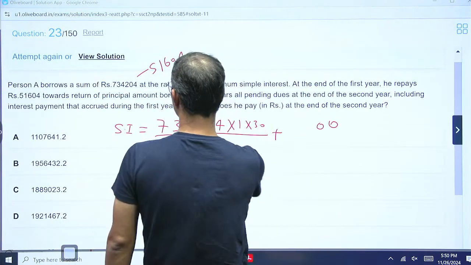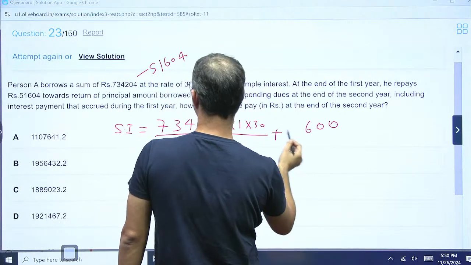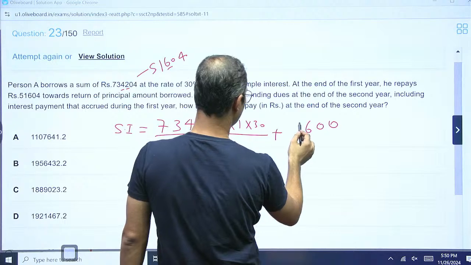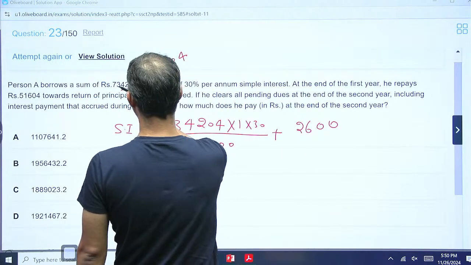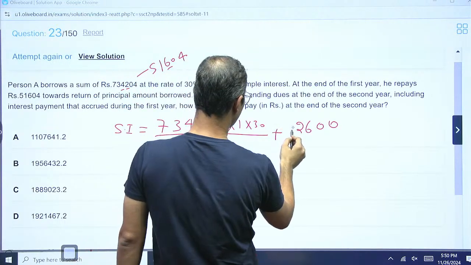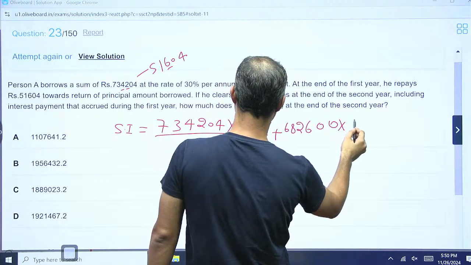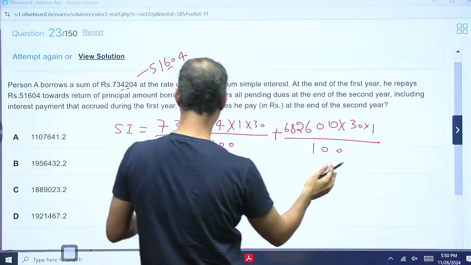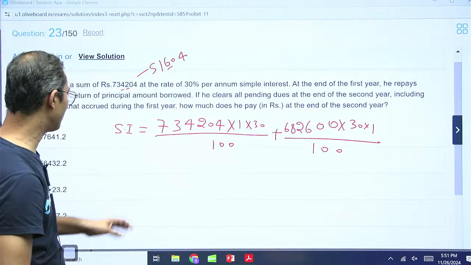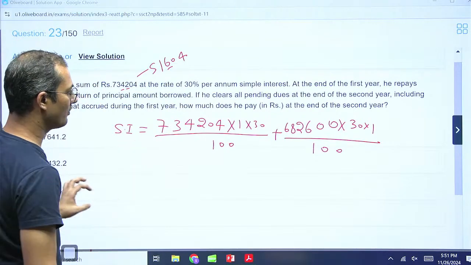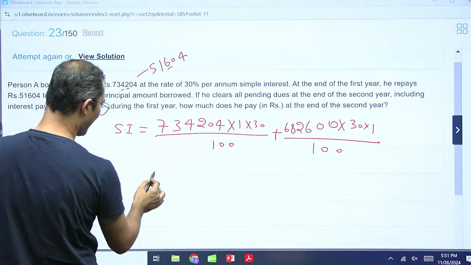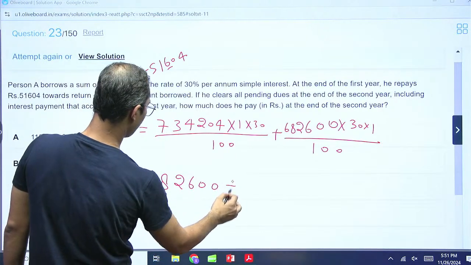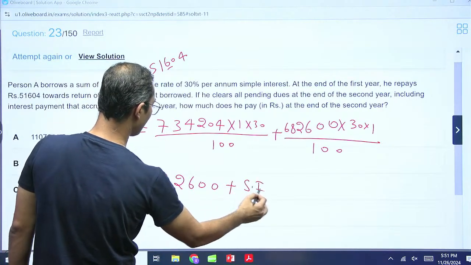So we can say that 12 minus 6, 6, right? So 3 minus 1, 2, and 13 minus 5, 8, 6, right? So into 30 into 1 divided by 100. So after calculating this, you will get the simple interest, right? So what you have to do, you have to just add the 682,600 plus simple interest value, right?